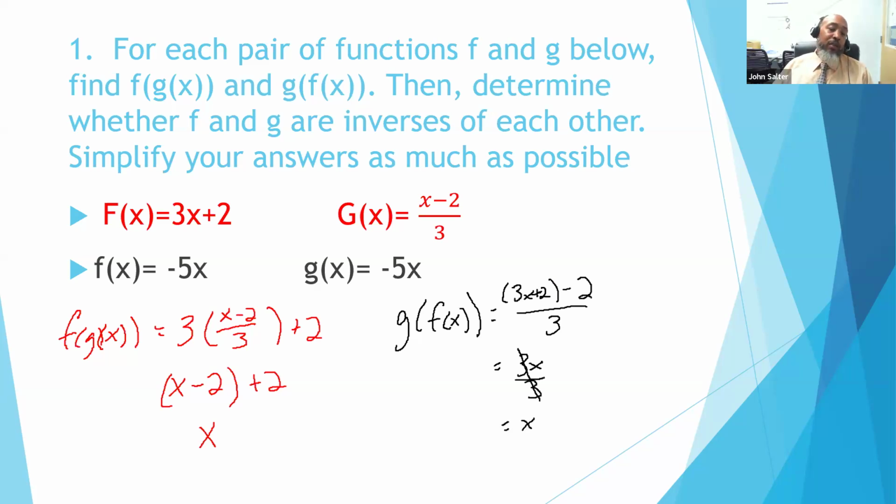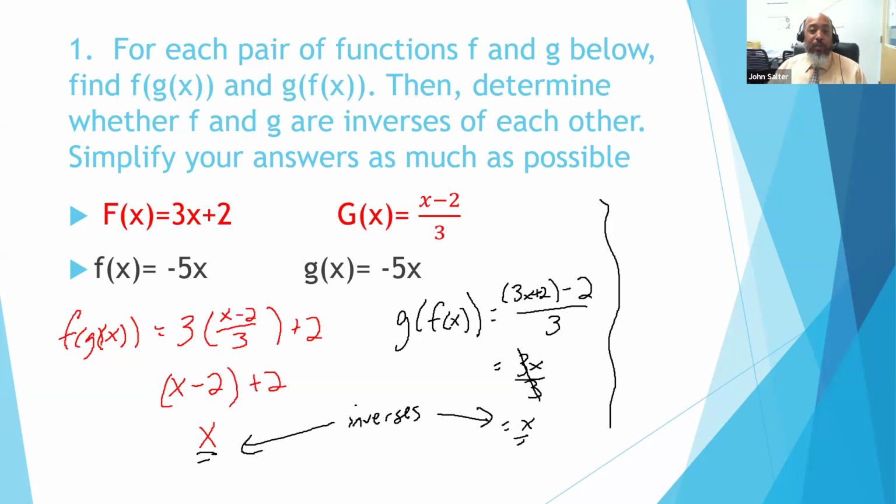When I did g of f of x and f of g of x, I ended up with not only the same answer, but I ended up with them both being the variable x, which means that these are inverses of each other. But it's because I got an x and an x. It can't just be two similar answers, it has to both exactly be x.